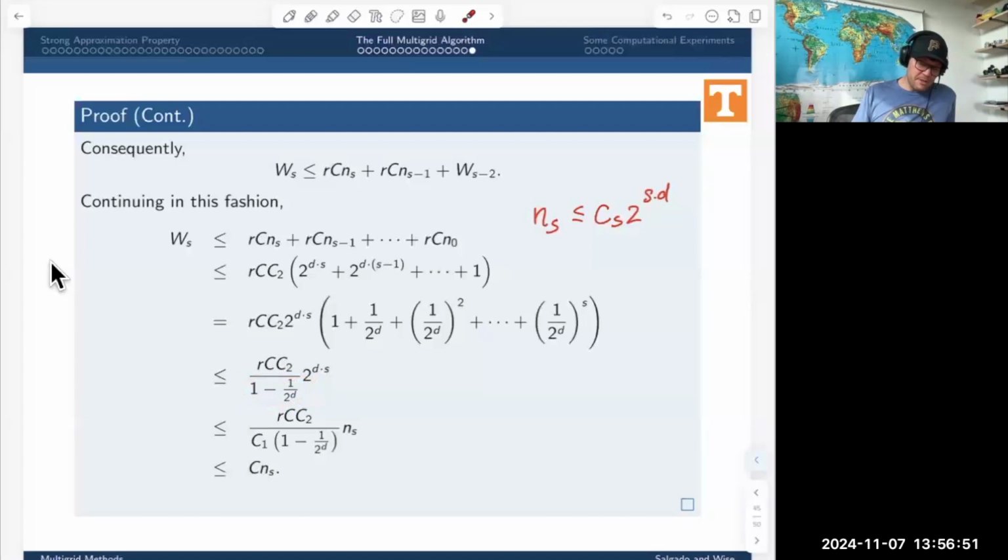Now we do a couple of manipulations on this. We're going to do what we did before, and convert this back to NS, in the same sort of way. The rest of this stuff does not depend on S. So we get an NS and some constant which doesn't depend on S, and that whole thing we're just going to call the constant C. So we're done. That's the proof. We've shown that the full multigrid algorithm has a cost which is less than a constant times NS.